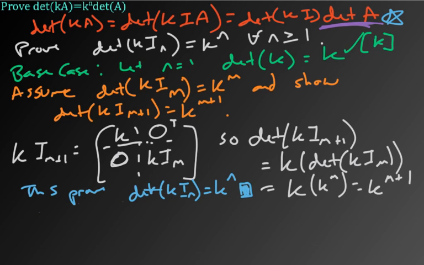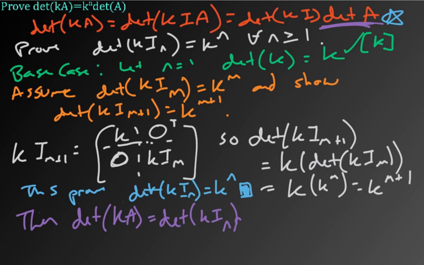Because then the determinant of kA is just going to equal the determinant of kI_n times the determinant of A, which is equal to, based on my little mini proof with the induction problem, k to the n times the determinant of A, which does it for me. So that's kind of how I would go about proving this result.